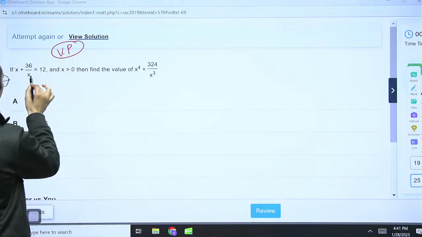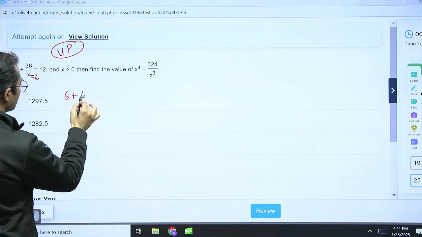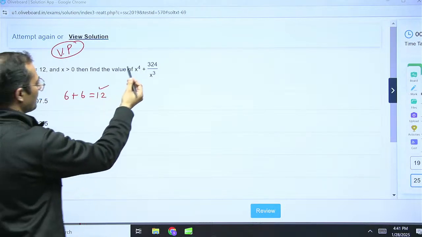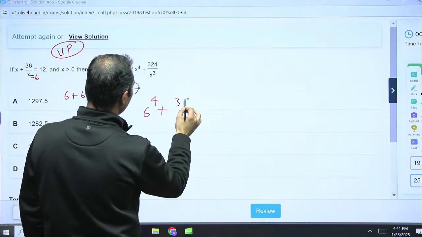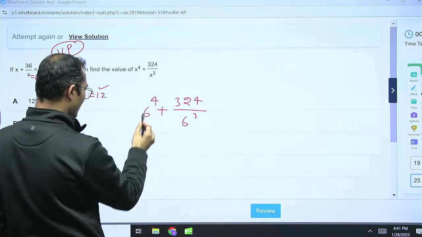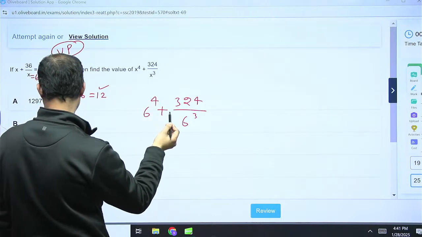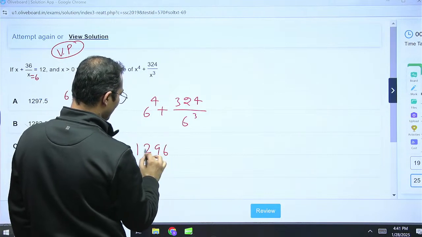So here, if x is equal to 6, the equation is satisfied. x plus 6 plus 6 is equal to 12, right? Satisfied. So just put it here: 6 to the power 4 plus 3 to 4, 6 to the power 3. So here I will get what? 6 to the power 4 means 6 square, 36. 36 square means what? So I will get 1296, right?